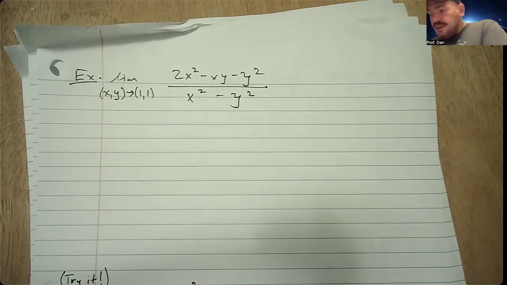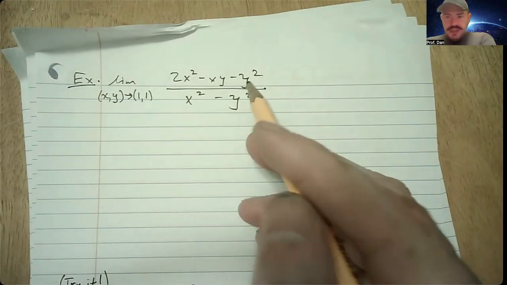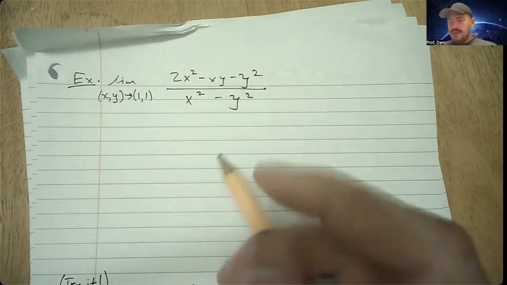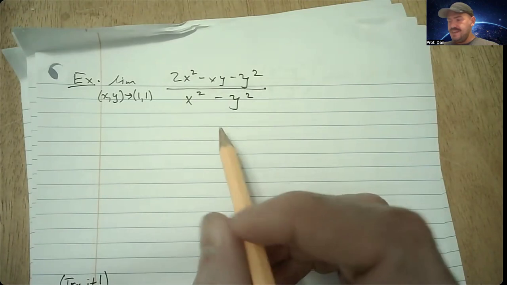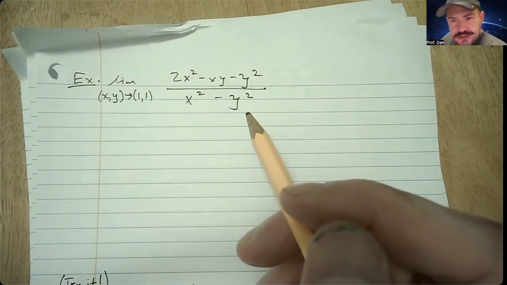So let's look at another example. This is in the note page. I just ran out of paper. It's too late to go buy some right now.